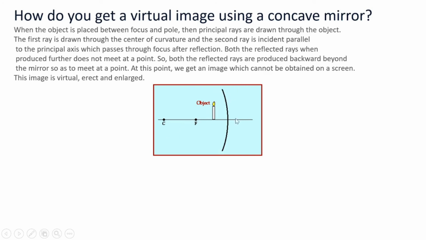That's why we call it virtual, not a real image. If it were a real image, we would have got it here. So it is virtual, erect and enlarged. See, enlarged or not, bigger than the object, the image is bigger. This is how we can form a virtual image by using a concave mirror.